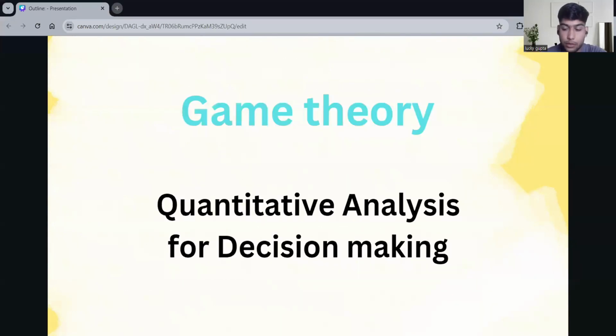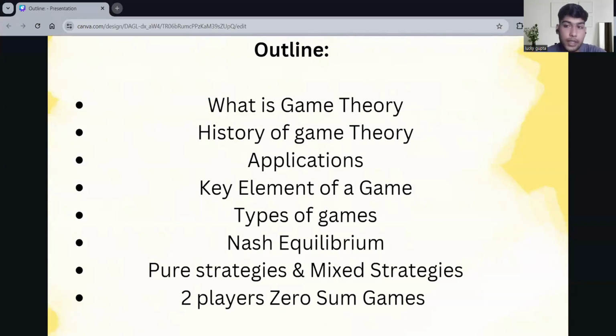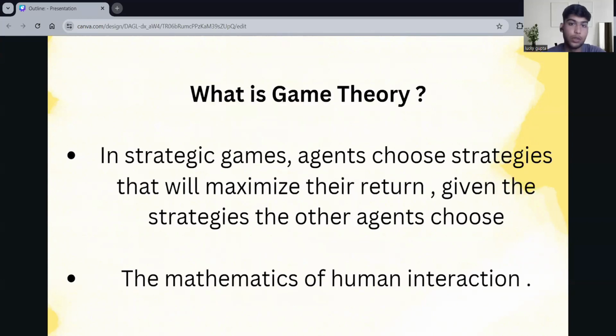Now we are going to see what game theory is, the history of game theory, and its applications. We will cover the key elements of game theory, what it comprises, and the results and answers of these types of problems should be discussed at the end: Nash equilibrium, pure strategies and mixed strategies, and two-player zero-sum games. So, what is game theory?